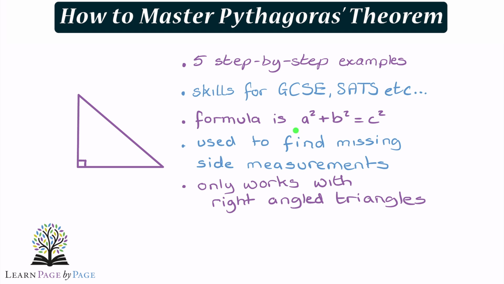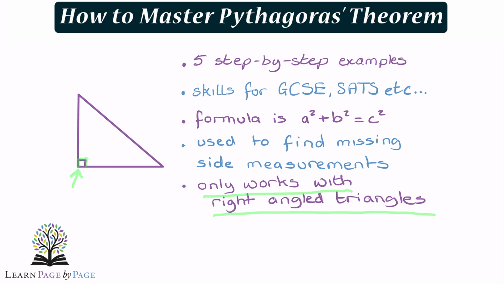Pythagoras Theorem formula is a squared plus b squared equals c squared, and I will explain this in more detail, but at this stage you just need to know that it is used to find missing side measurements, not angles, and it only works with right angle triangles. And you can see this is a right angle triangle because you have that little square in the corner.